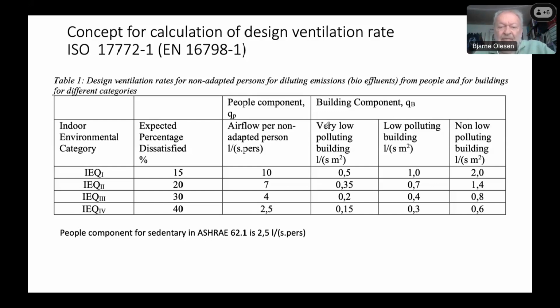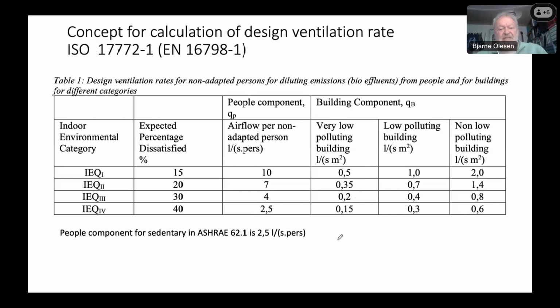And then we have a building component, which depends on whether you have a low polluting building or a very low polluting building, where there are different requirements to the emissions from the materials that have been used. So by improving the building, you can reduce the required ventilation rate.